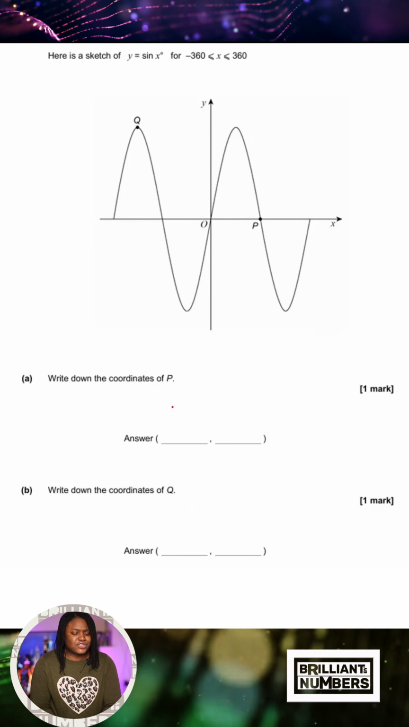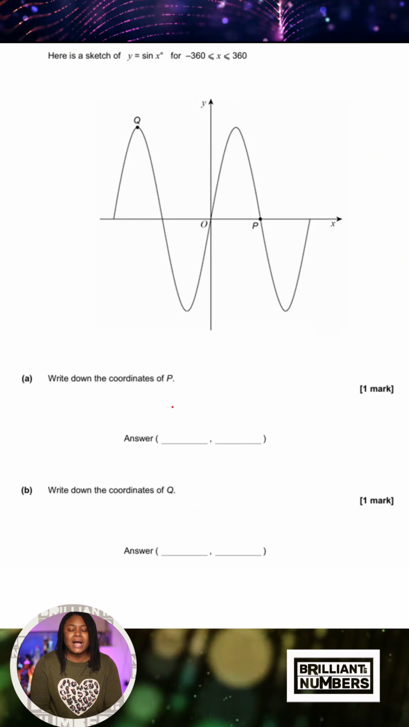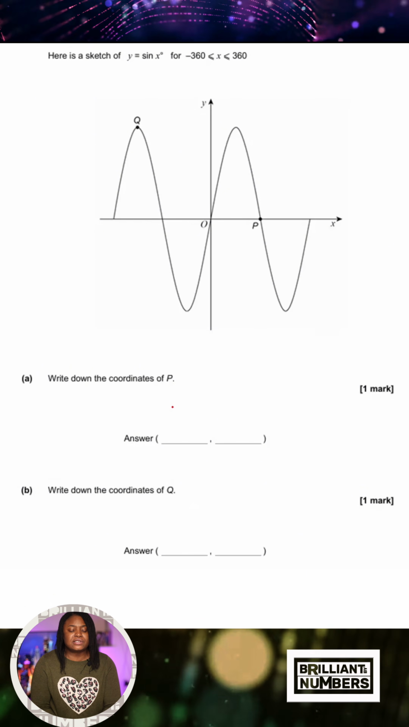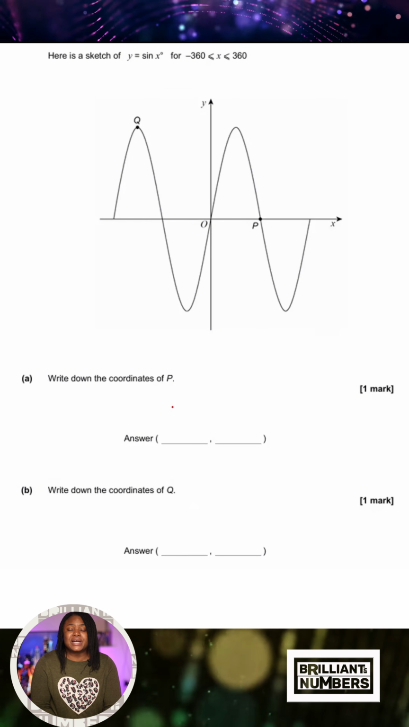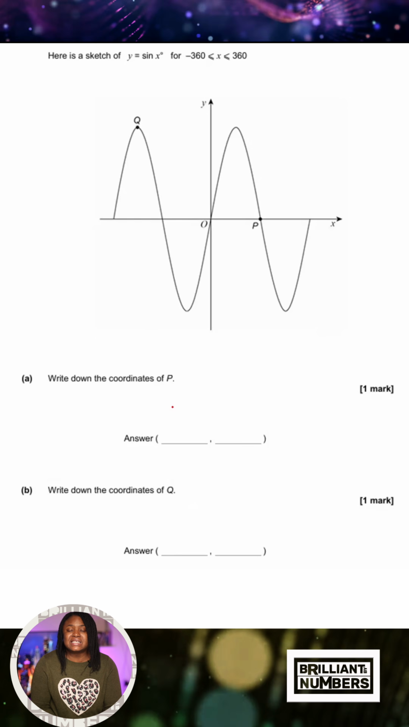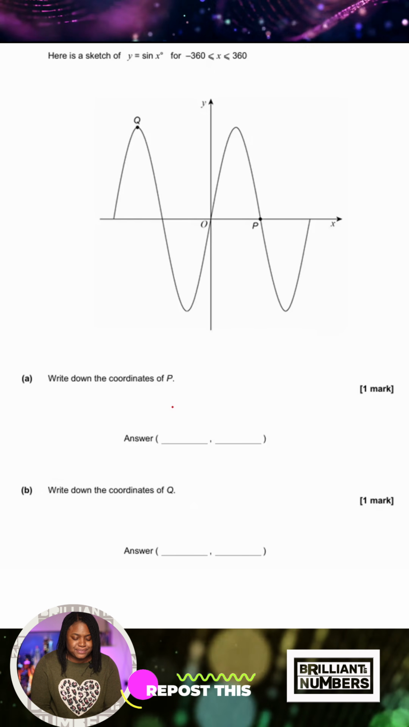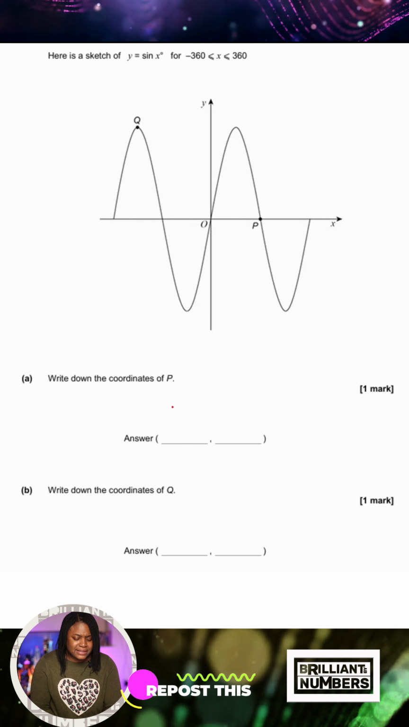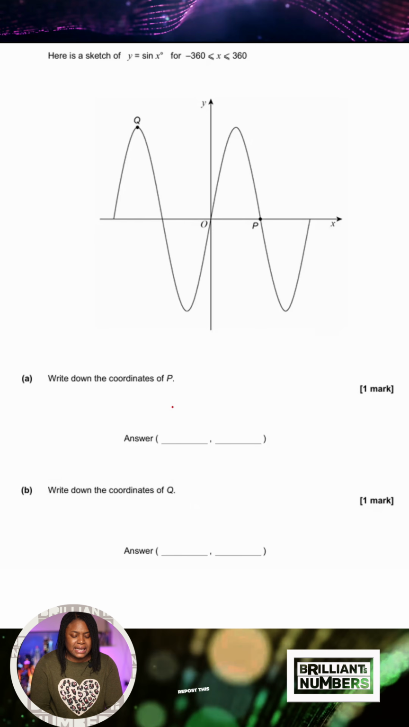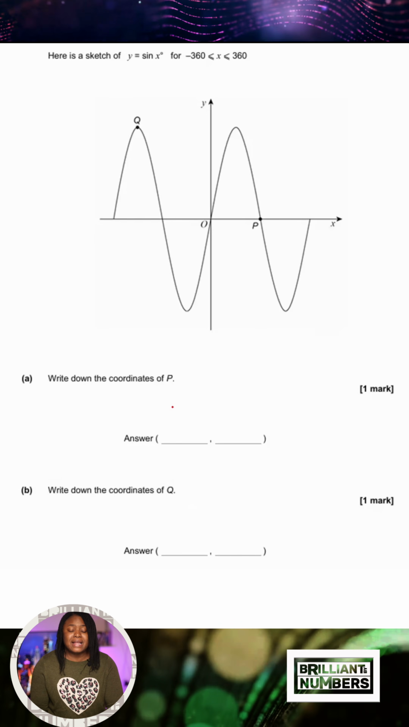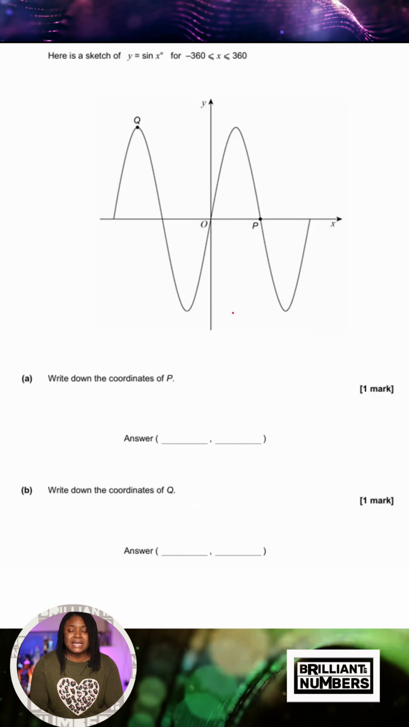So let's read the question. Here is a sketch of y equals sine x degrees for values of x greater than or equal to minus 360 and less than or equal to 360 degrees. We are asked to write down the coordinates of P. Language here, write down. That means the answer is dead on looking at us.